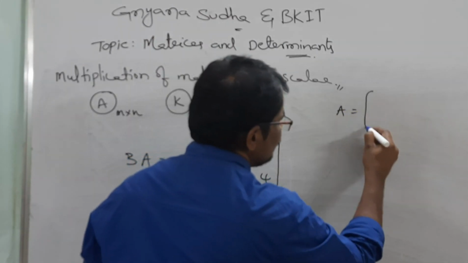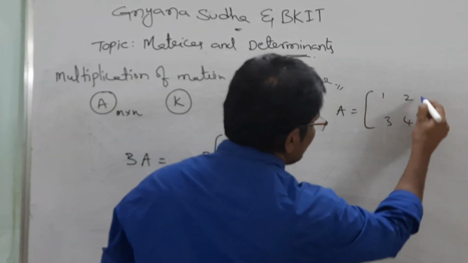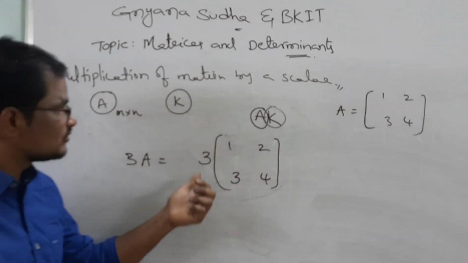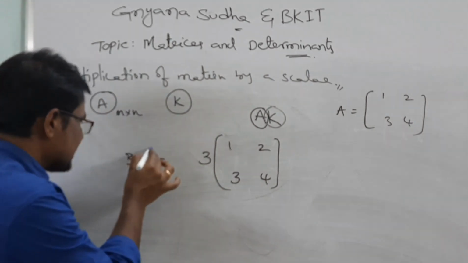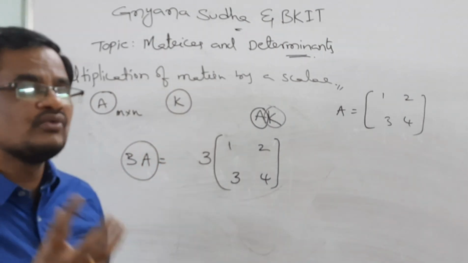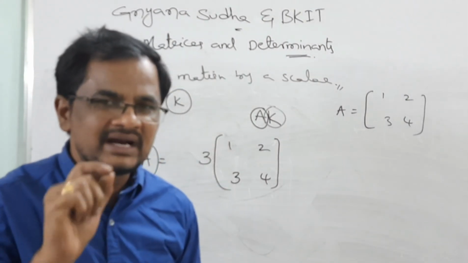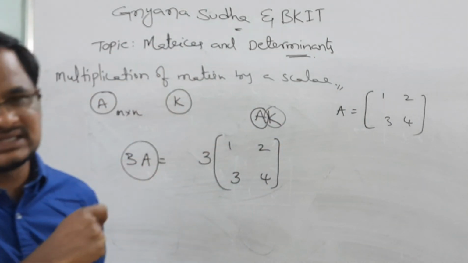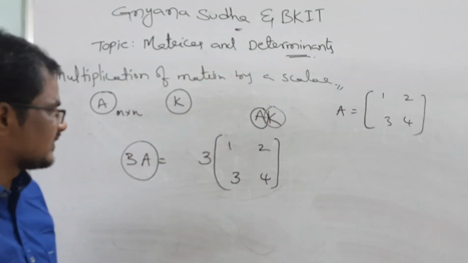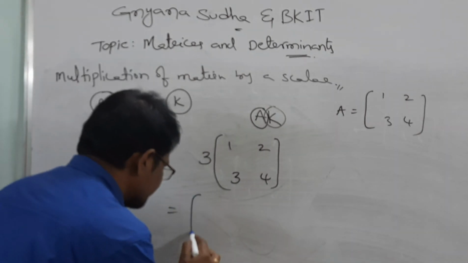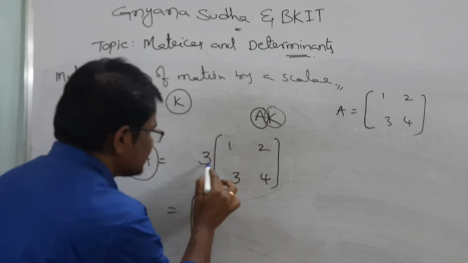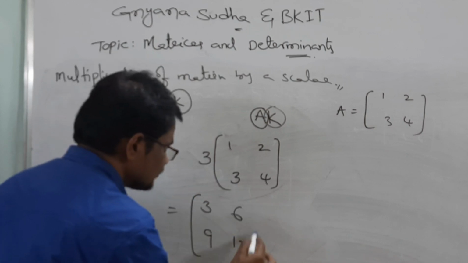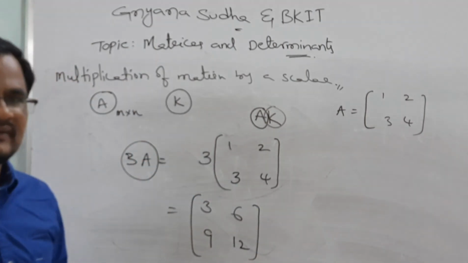A equal to 1, 2, 3, 4. So 3 into A means nothing but what I am saying. So 3A is also a matrix. How do we obtain it? By multiplying each and every element of that matrix with the given scalar. That is equal to 3 into 1 is 3, 3 into 2 is 6, 3 into 3 is 9, and 3 into 4 is 12, like this.